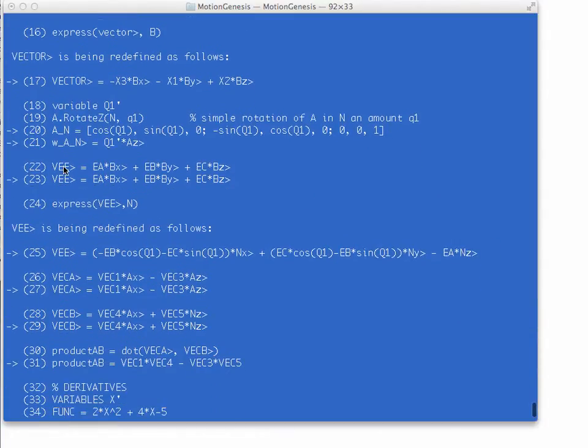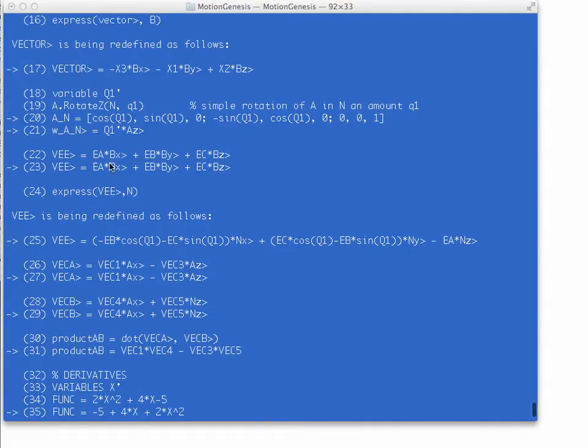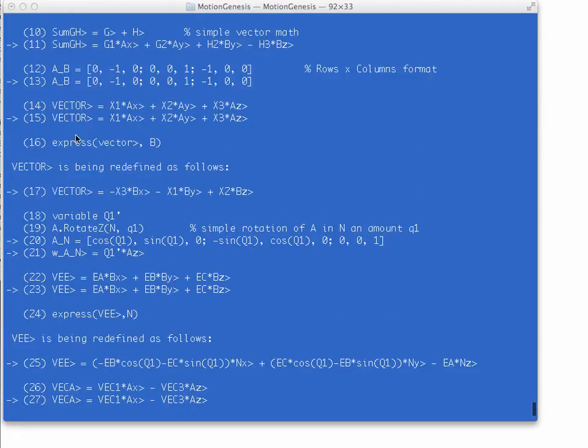All right, so now I just named another vector V. I gave it another vector here, and I expressed V in N. Now it knows how B is related to A, and we know how A is related to N. So it's actually done two steps, two coordinate transformations all in one shot. It did B to A to N.